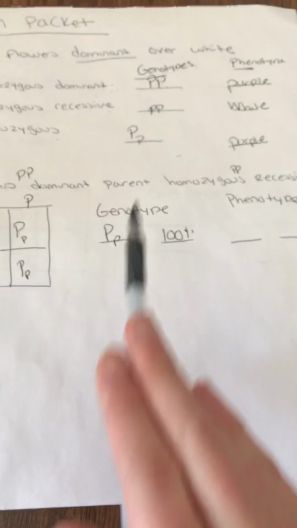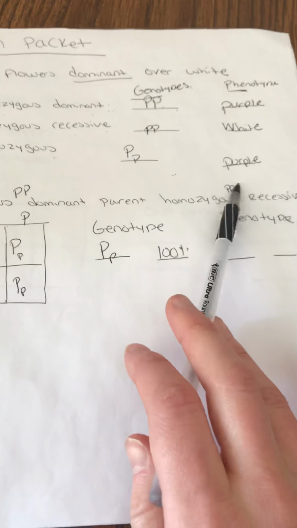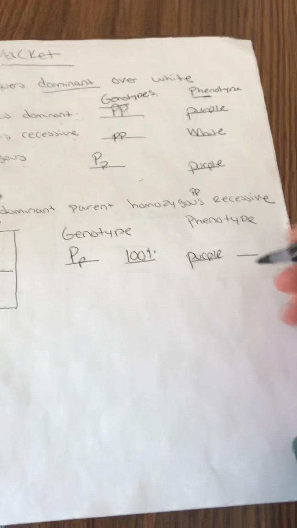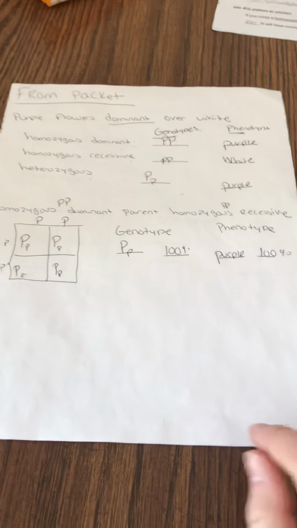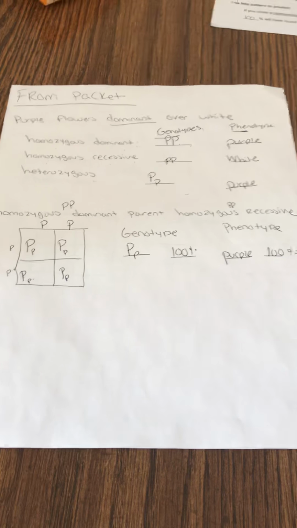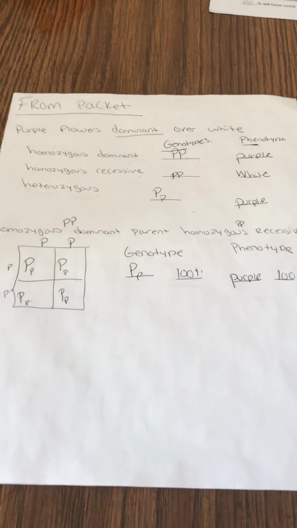Your phenotype, we set up here that the heterozygous is going to show the dominant trait. So they are going to be purple, and that's 100%. Okay? So that is this particular example. And I'm going to go ahead and pause this video, upload this one, and then I will make another video with the second example.